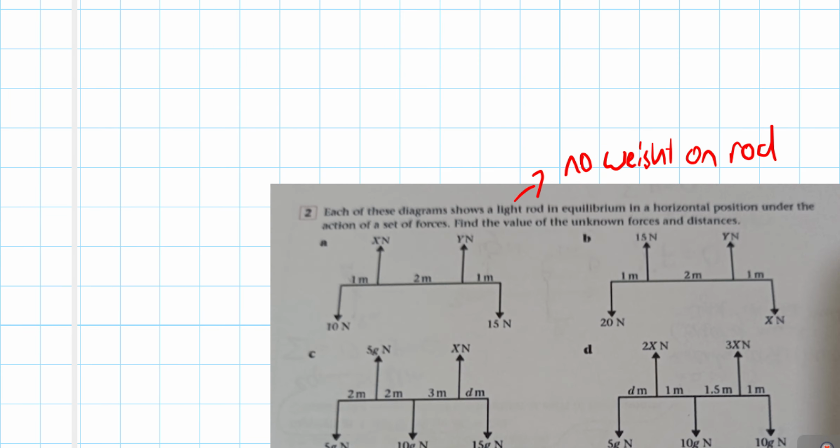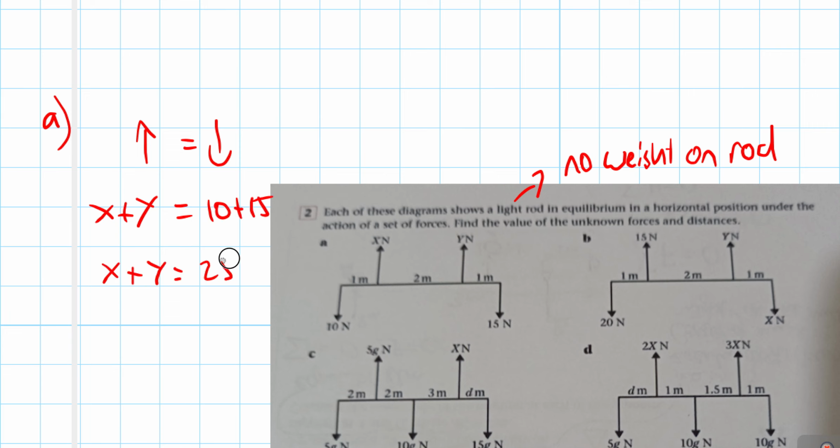Again, similar idea to question 1: up is equal to down. Here it's going to be x plus y, both those forces going up, and going downwards is 10 plus 15. So x plus y is equal to 25. Then we're going to take moments. So let's take moments from x.